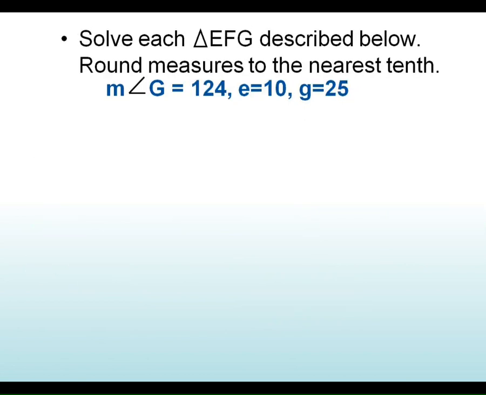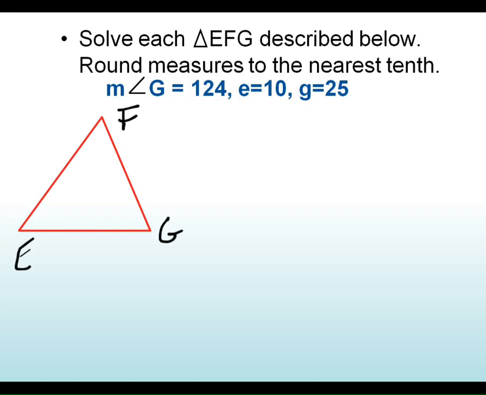All right, last one. This will be the last one we do today. The difference here is I have 2 sides and only 1 angle, where the last one I was given 2 angles and 1 side. So let's go ahead and draw this one out. Again, it says solve the triangle, so I'm going to have to find all the missing pieces. It's triangle EFG. So that's lowercase e, lowercase f, lowercase g.